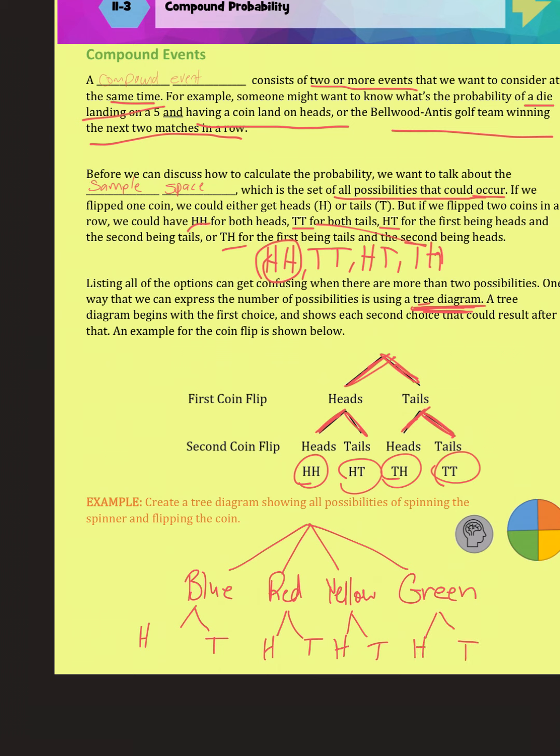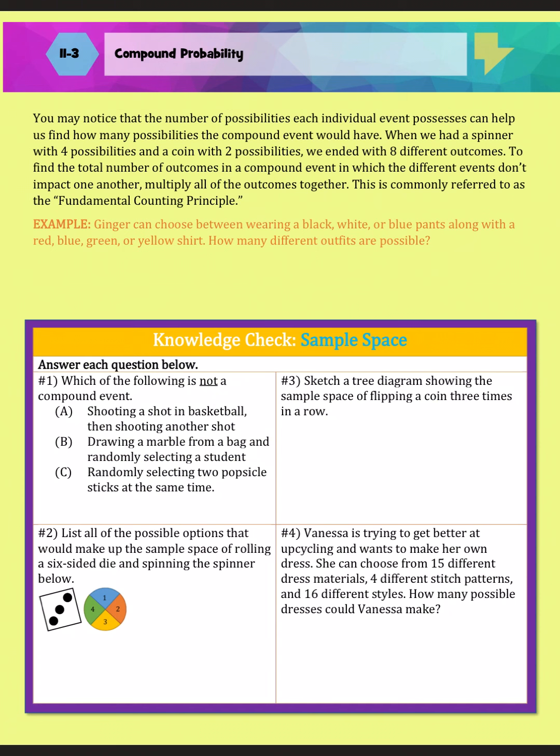So total, in the end, I would write all of my options. I could call this BH for blue and then heads, BT for blue and tails, RH for red and heads, RT, red and tails, YH, yellow heads, boy, my handwriting's bad, YT, yellow and tails, GH for green and heads, and GT for green and tails. So total, there were 8 possibilities. I found out that there were 8 possibilities by listing them all.